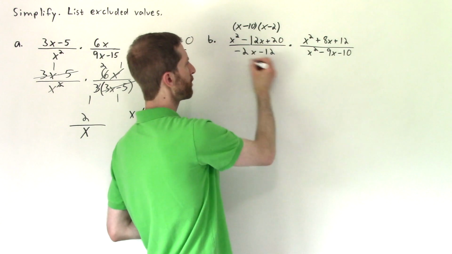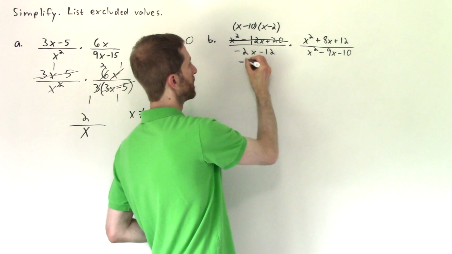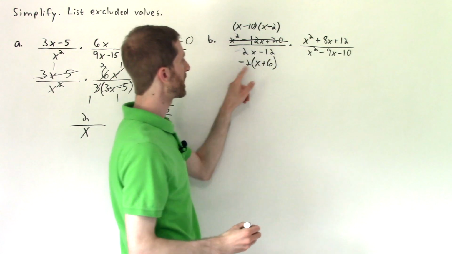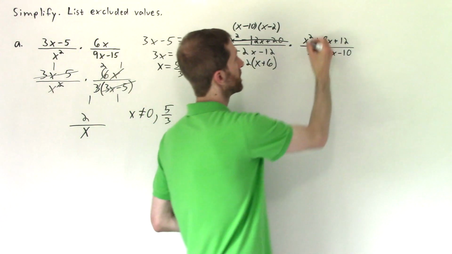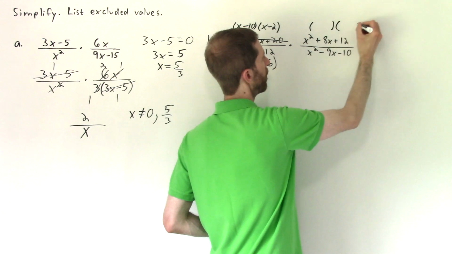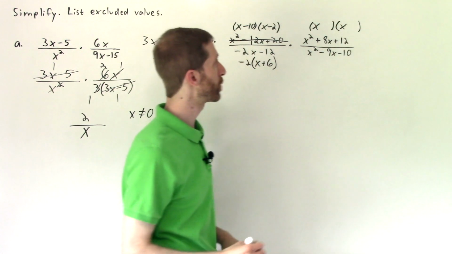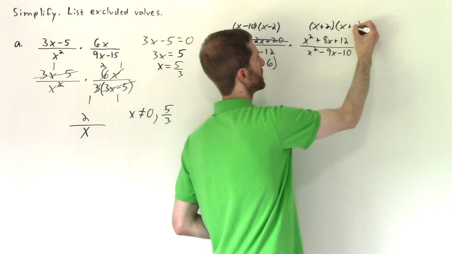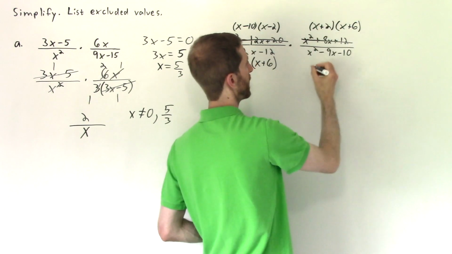Now there's a GCF we could pull out of the denominator. So this has become that top part. Negative 2 times x plus 6. Because negative 2 times x is negative 2x. Negative 2 times 6 is negative 12. Here we go. Now we need factors of 12 that combine to 8. Well, the factors of 12 that combine to 8 would be 2 and 6. So that's going to be plus 2, plus 6, multiplies to 12, adds to positive 8. That is now this factored form.